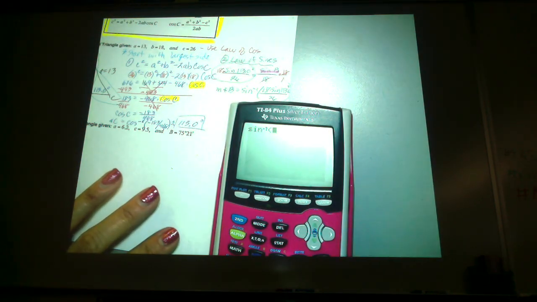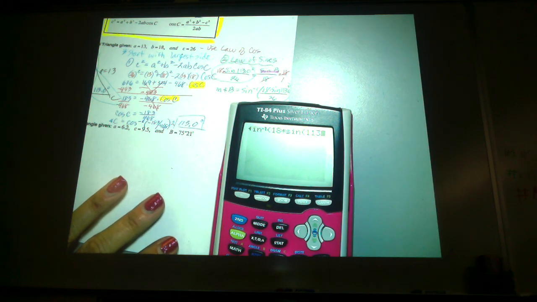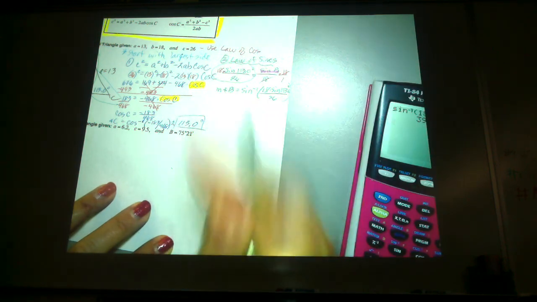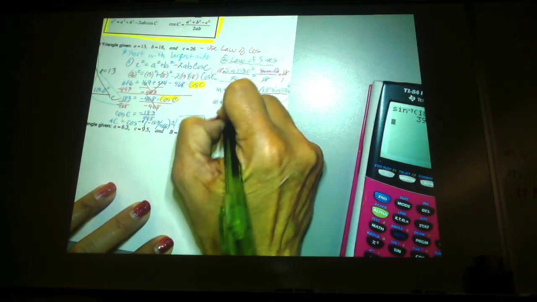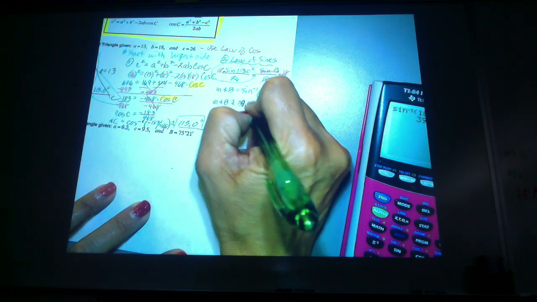So inverse sine, 18 times sine of 113 degrees. So make sure you close that parentheses, divided by 26. So we're going to get 39 point what? 6. So angle B is approximately equal to 39.6 degrees. Throw that in your picture.